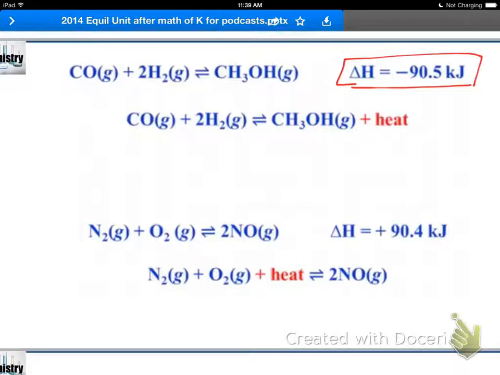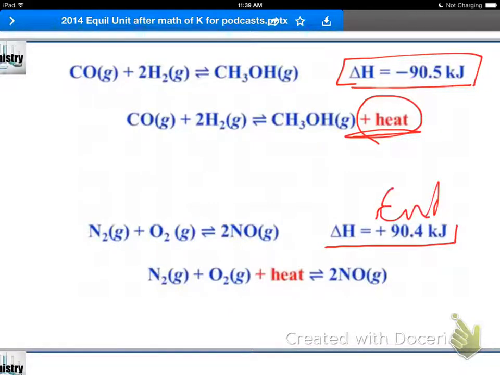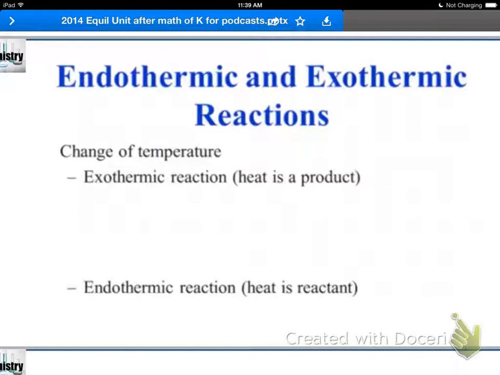If I look at my delta H here, this is telling me that it's exothermic, so I can write heat as a product. Likewise, if my delta H is positive, that means it is endothermic, and I write heat as a reactant. And when I do that, then I can think about LeChatelier's principle, just like what happens if I increase the concentration of something. Because what I'm looking at is, what if I increase the product heat, or what if I increase the reactant heat?